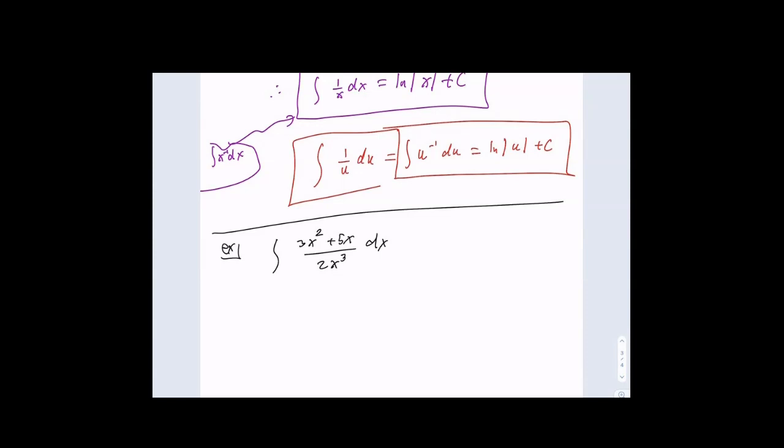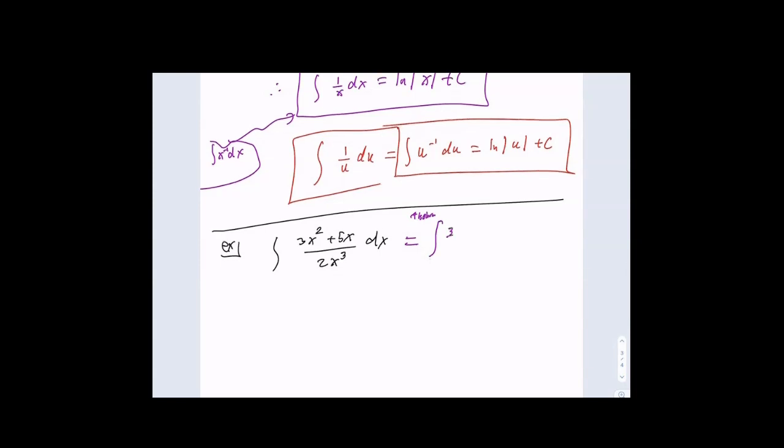Would it be 3 over 2 to the negative x, or x to the negative... You're missing something first, though. You're right, but you're missing something. Anybody tell her what she's missing? The integration sign? Yeah, so you haven't integrated yet, right? You're doing algebra. So when you're doing algebra, the integration symbol stays.